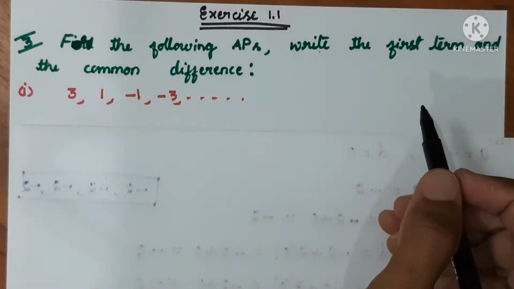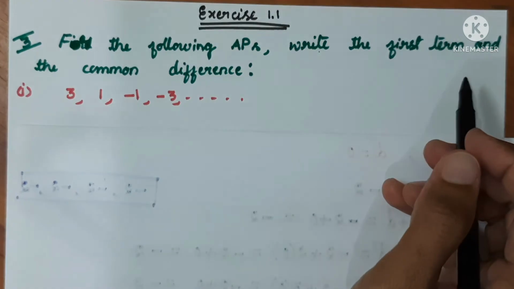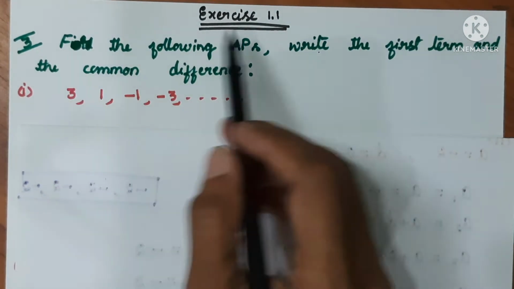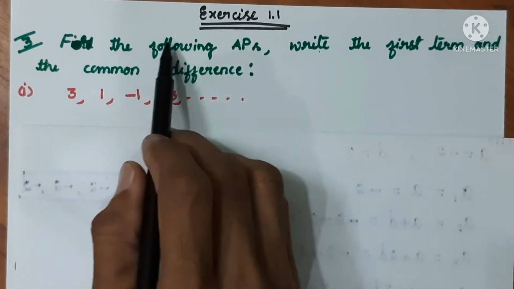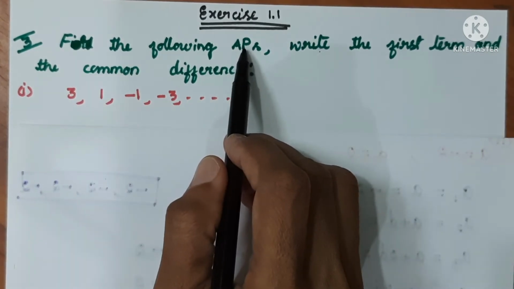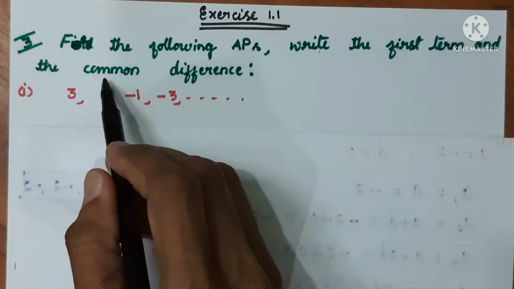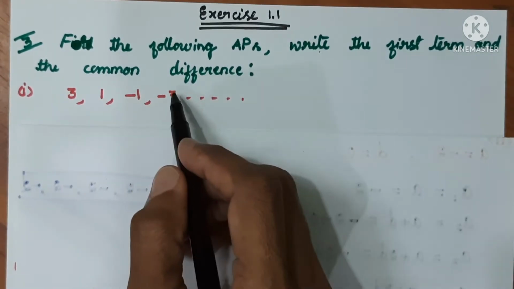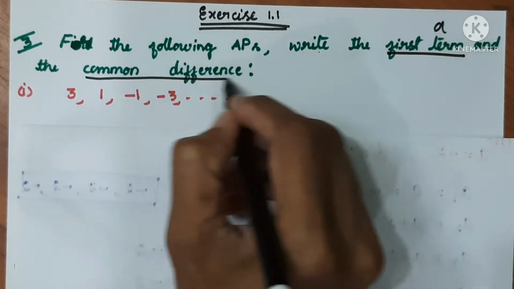Children, in this video we are going to discuss the 10th standard maths chapter 1, Arithmetic Progressions, third main and fourth main of exercise 1.1. Let us see the question. For the following APs, AP means arithmetic progression, write the first term and common difference. They have given the APs, we have to write the first term A and the common difference D.